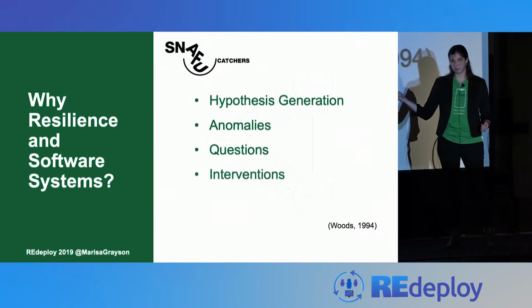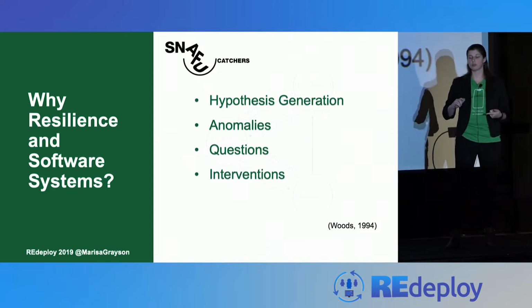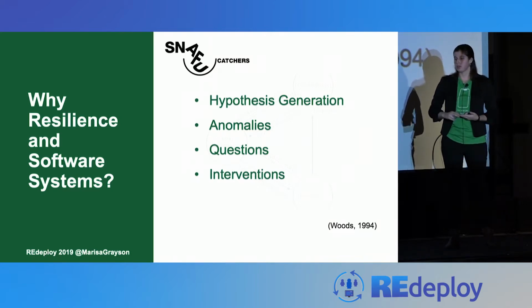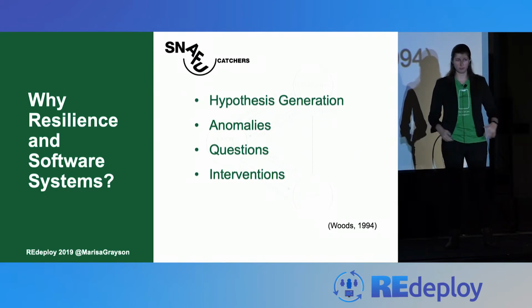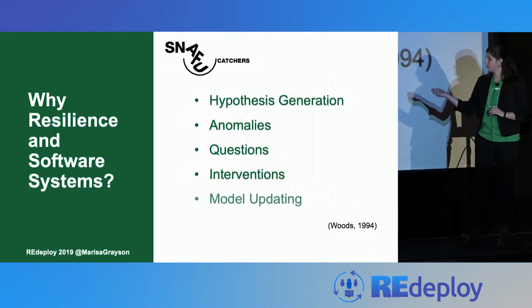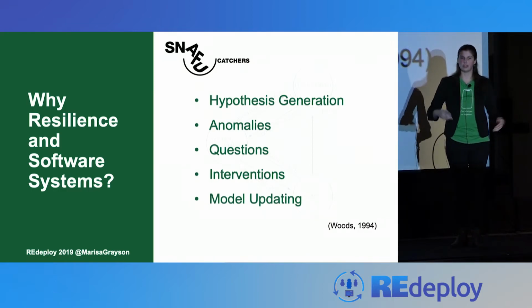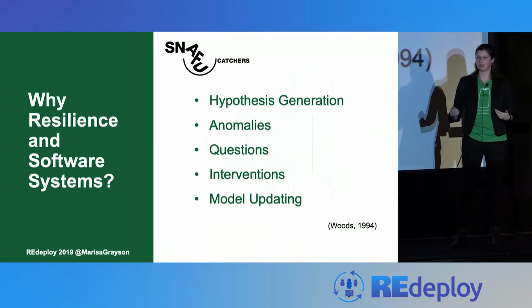Then we have interventions. So these can be 2 different types. Diagnostic, meaning that you're trying to seek information to prove or disprove theories, or therapeutic, meaning that you're just trying to keep it afloat. And then the last one is model updating. So this is part of that questioning, that you are sharing information, a lot of times during the event, not just in the post-mortem, trying to get people to understand and update where those gaps are in their models.